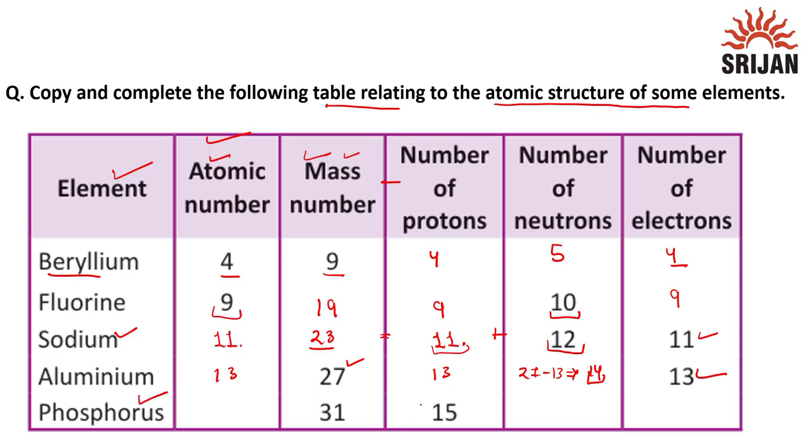Then we have phosphorus. So here the number of protons in phosphorus is 15, and we know that the number of protons is always equal to the number of electrons. That's why the electron number will be 15 also, and the number of protons is equal to its atomic number. That's why the atomic number will also be 15. Now here we are asked the number of neutrons. We know that the number of neutrons is equal to the mass number, that is 31 in the case of phosphorus, minus the number of protons, that is 15. That comes out to be 16 neutrons in the case of phosphorus.